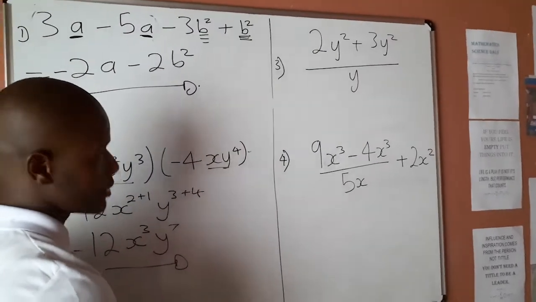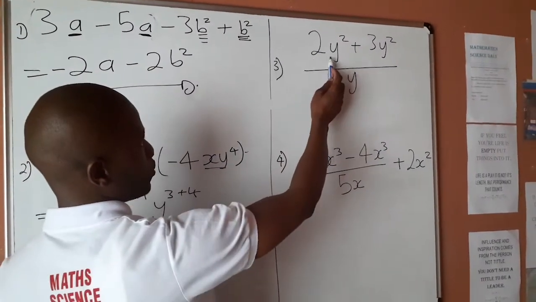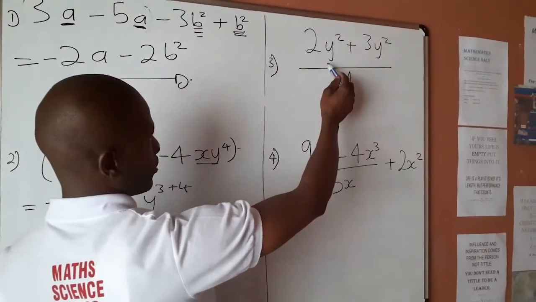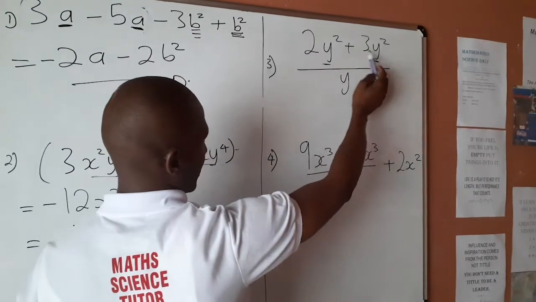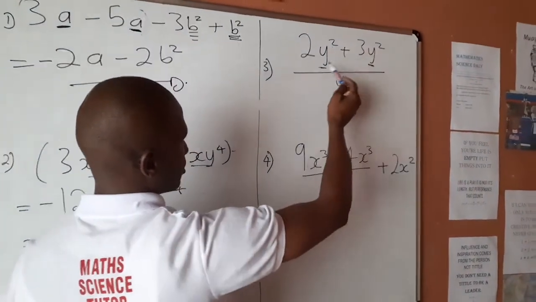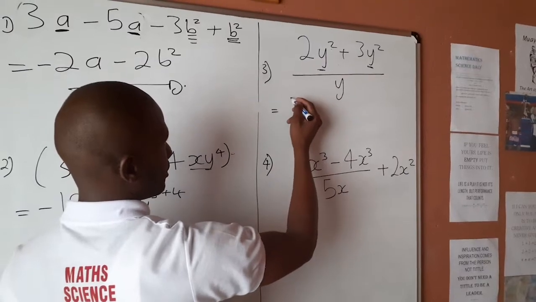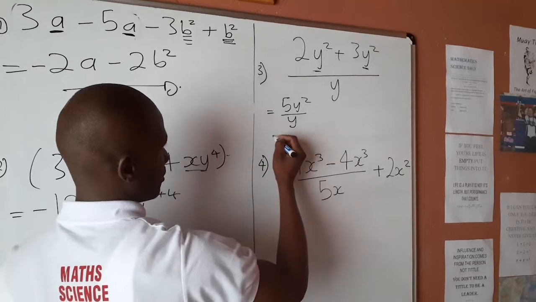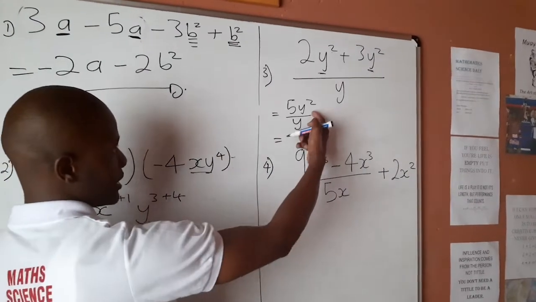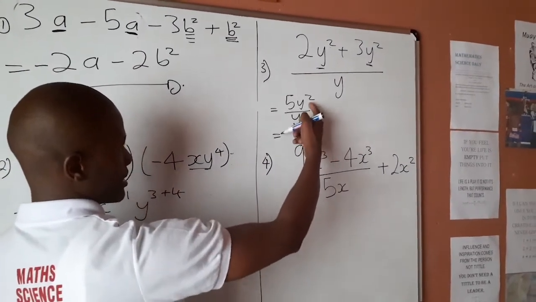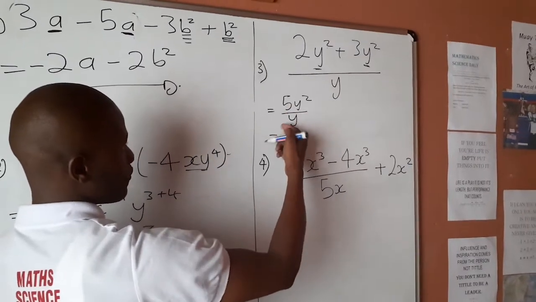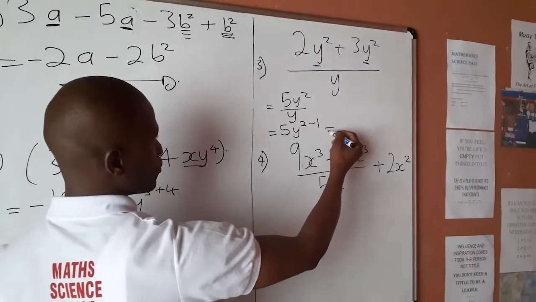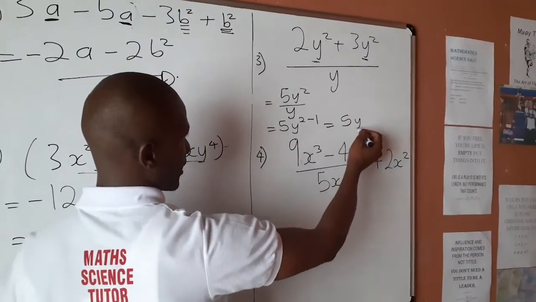Let's check this one, guys. 2y squared plus 3y squared divided by y. We have the same base and same exponent, like terms, therefore we add, which is going to be 5y squared divided by y. When we're dividing the same bases, we minus the exponent. So 5 over 1 is 5, y to the power 2 minus 1, which is going to be 5y.